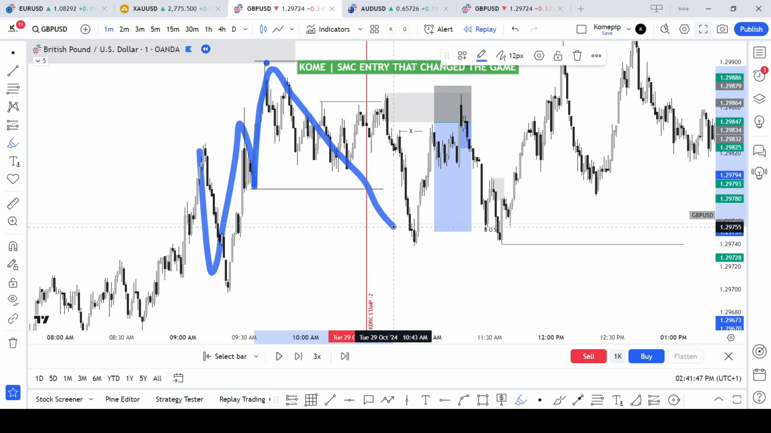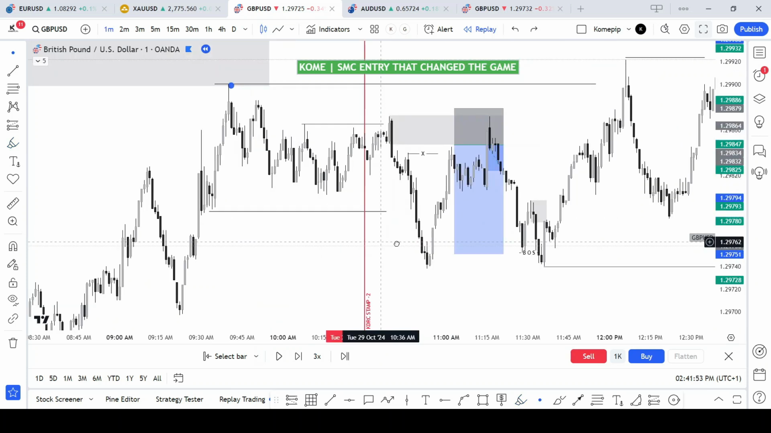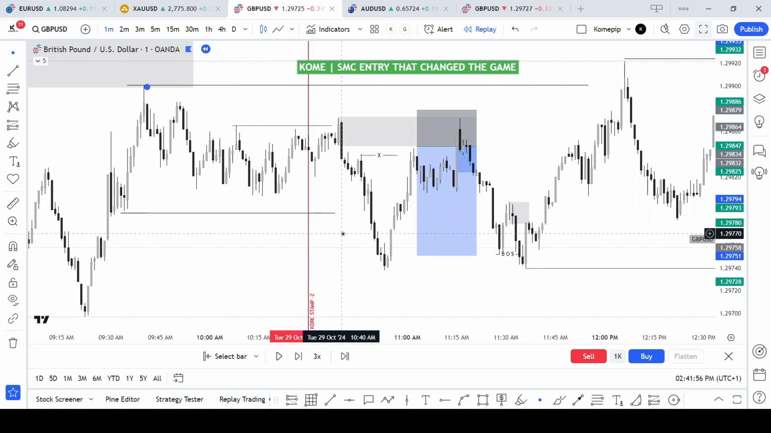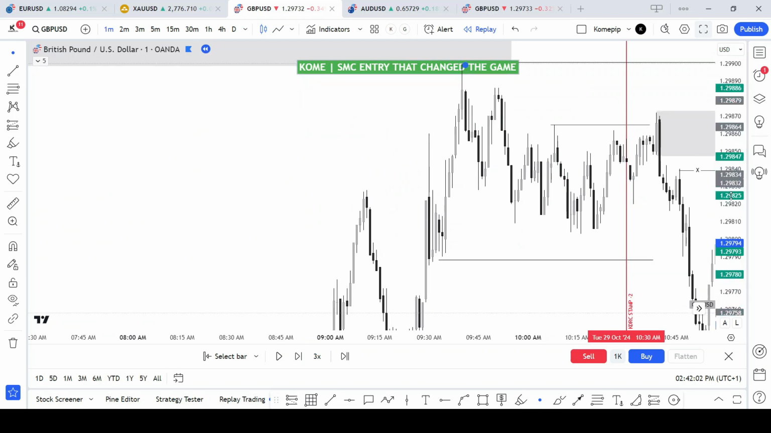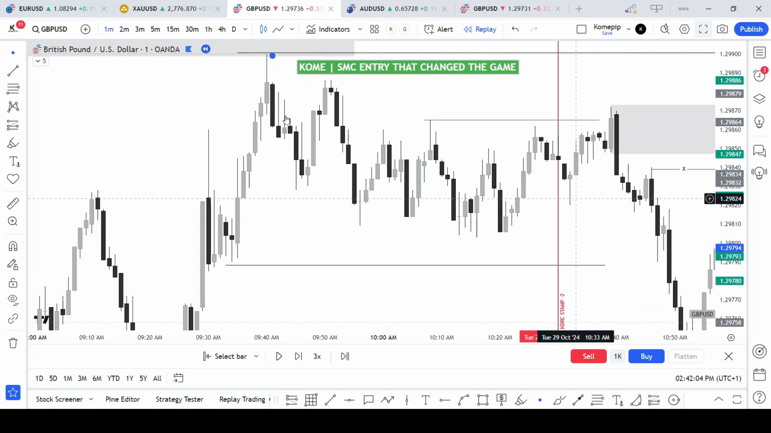Okay. So once we were able to identify our break of structure, what else? Inducement. It's as simple as that, guys. Now, meanwhile, why I said that, look at this whole structure.